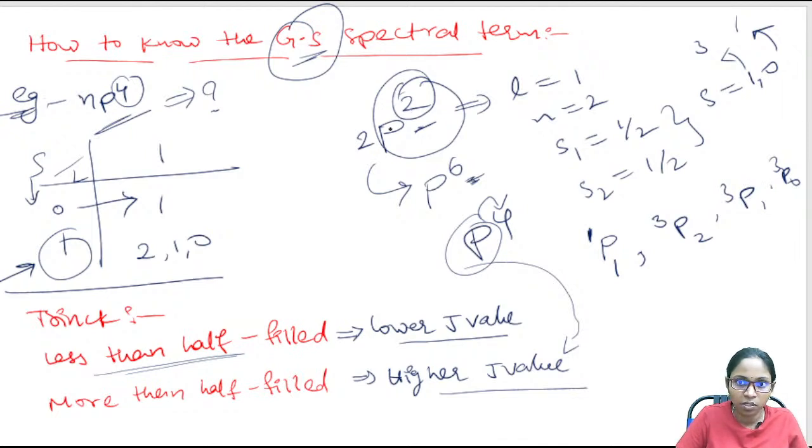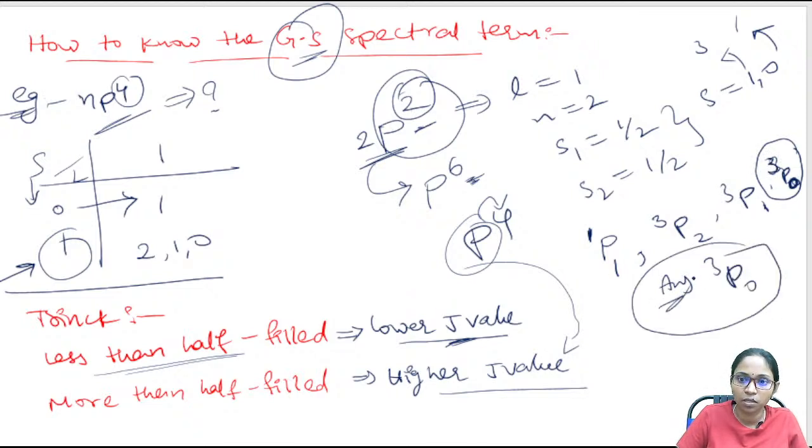That means this P subshell is less than half filled. Therefore, we have to take the lower J value. What is the lower J value we have here? 0. 0 is the lower J value. That means the ground state spectral term for the 2p2 state will be 3P0. Answer is 3P0. This is the ground state spectral term.